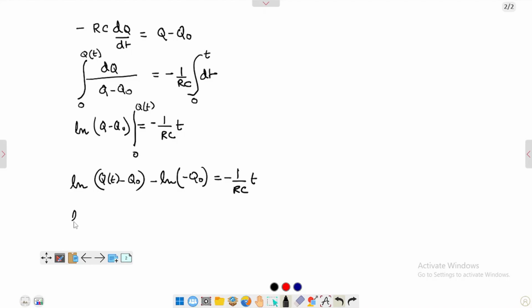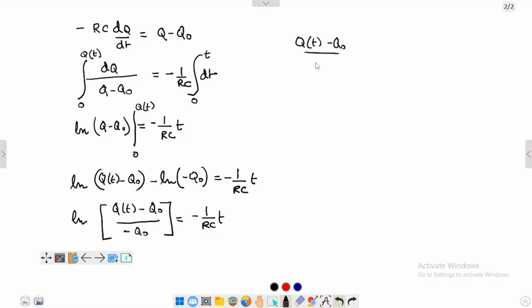So log A minus log B gives me ln of A by B. So ln of (qt minus q naught) divided by (minus q naught) is equal to minus 1 by RC t. And if I take the ln to the other side, what I get here is (qt minus q naught) divided by (minus q naught) equal to e to the power minus 1 by RC t.